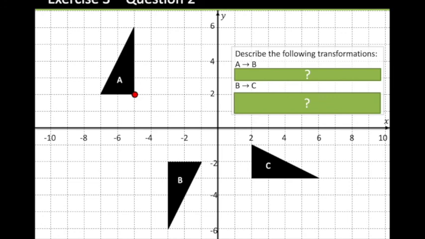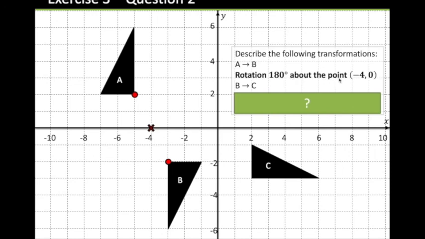So let's pick corresponding points on the object. A is the object, right? Because it goes from A to B, so A is the object and B is the image. So these are the two corresponding points, right? If you join them, then you find the midpoint, which is that point there. So it is a rotation 180 degrees about the point -4, 0. Right? Now let's move on to the second one.